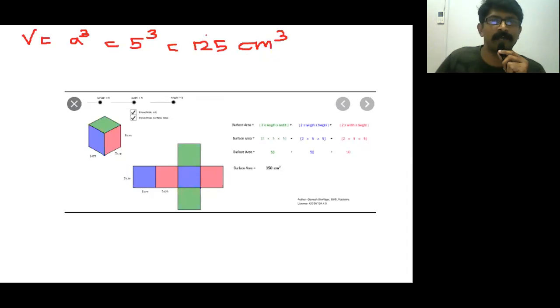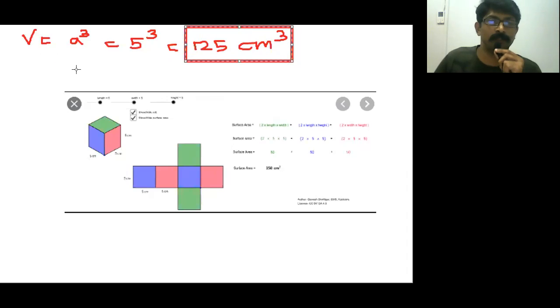Remember that everything in mensuration has a unit. Let's say length, breadth, height, volume, surface area, diagonal, everything has a unit. So remember that if you miss out the unit, you'll miss out the mark. So I hope volume is very clear. Now we have to figure out what would be the surface area. Surface area, or you can say total surface area.